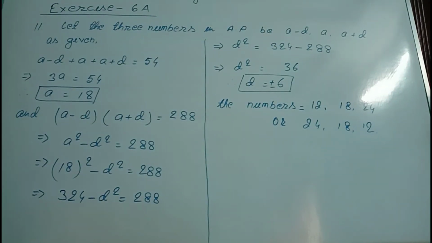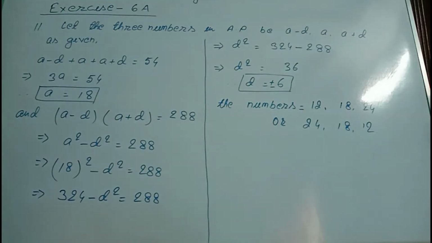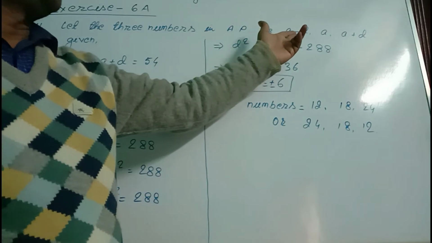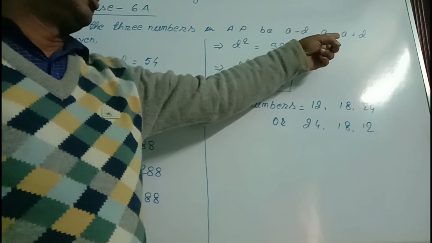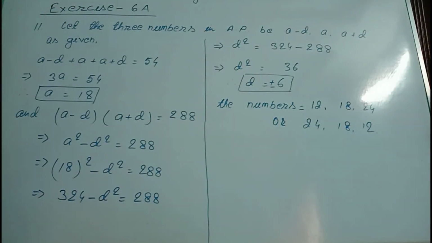Question number 11 states that the sum of three numbers in AP is 54 and the product of the first and third is 288. Find those numbers. Let the numbers in AP be A minus D, A and A plus D. There are three numbers, so I consider in this way. If there were four numbers, then we would consider A minus 2D, A minus D, A plus D and A plus 2D, four numbers. So here three numbers I considered in this way.